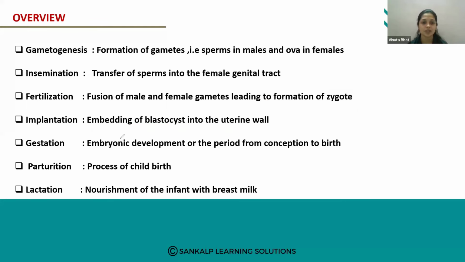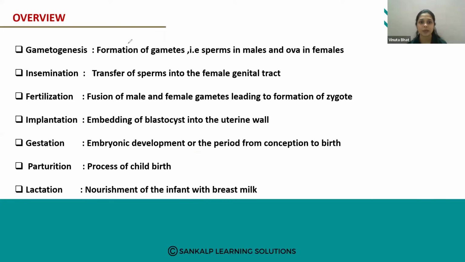Then gestation, the embryonic development or period from conception to birth. Then parturition, the process of childbirth, which is commonly what we call delivery of the baby. And lactation, the nourishment of the infant with breast milk. That time period is called the lactation period. So we are going to study all these things in this chapter.